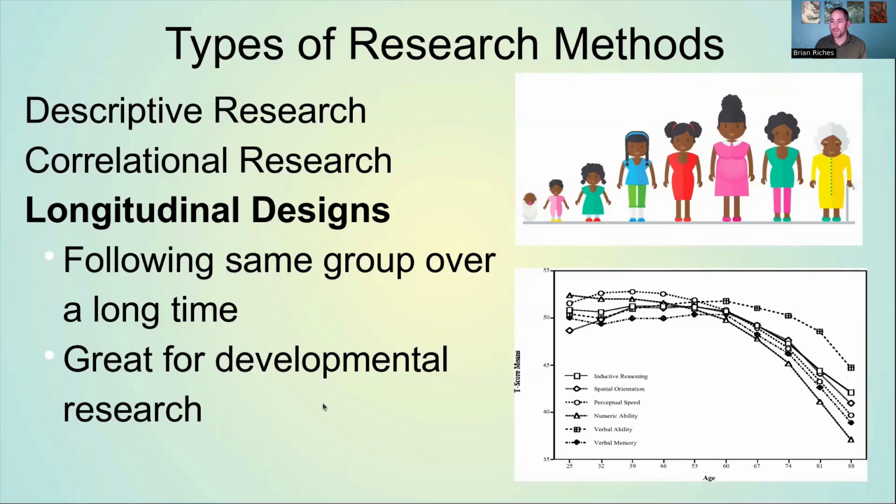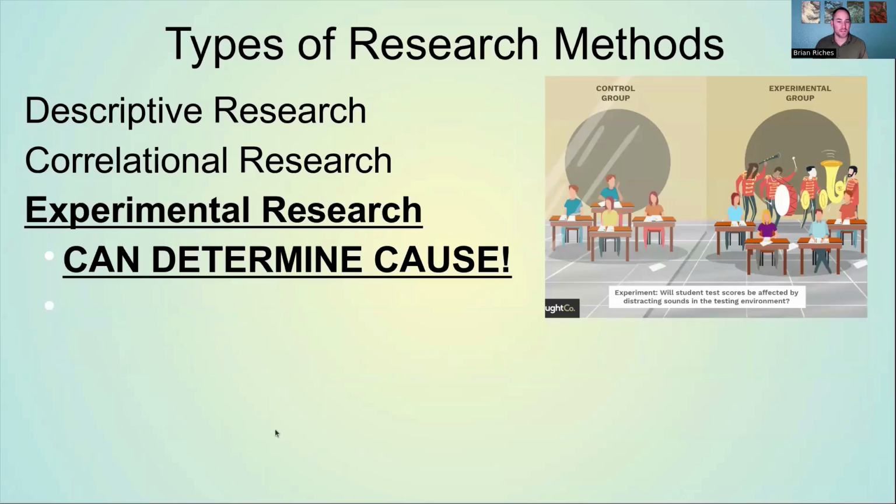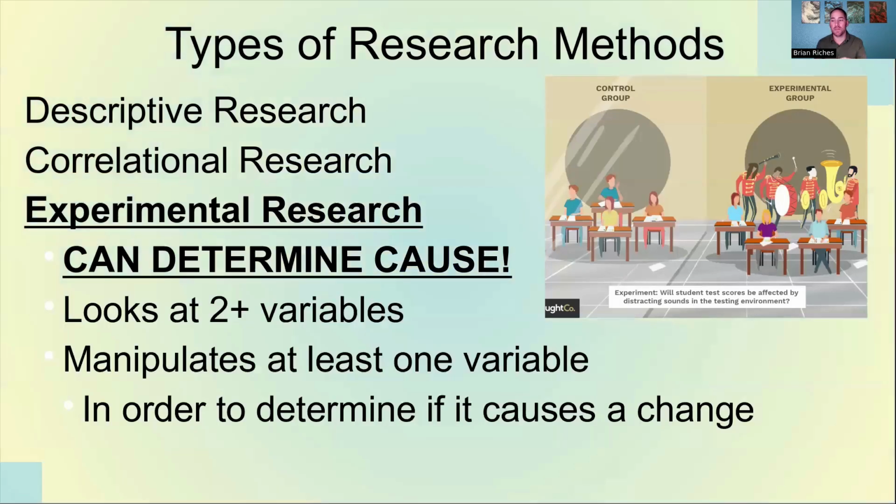Another important type of study is the experiment. An experiment is really important because it is the only type of study that can determine cause. Technically, you can get at cause with good longitudinal studies as well, but for simplicity's sake, let's stay focused on some simple experiments. Simple experiments can determine cause. So while we said correlation does not equal causation, cause is the exclusive focus of an experiment. To be an experiment, you need a couple things. You need at least two variables, and you need to manipulate at least one of those variables to see if it causes a change in the other variable.